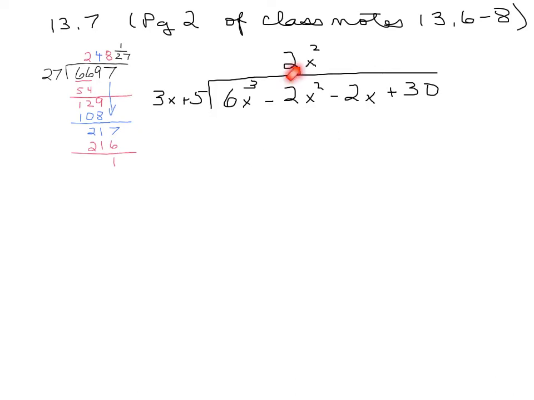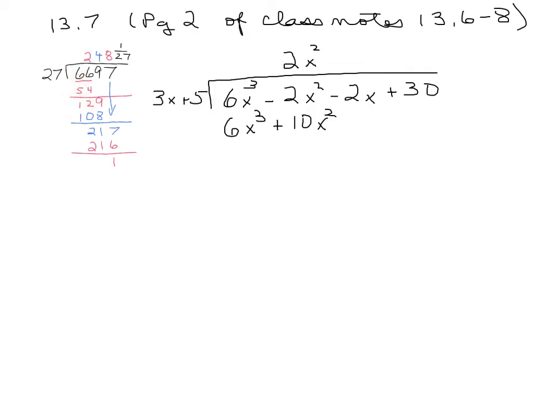Okay, now you take your 2x squared and you multiply it by 3x, and you get what you would expect, 6x cubed. And then you take your 2x squared and you multiply it by 5, and you get plus 10x squared. Now notice in our division problem we did that. We had the 2, we multiplied it by 27, and we got 54. What did we do next?